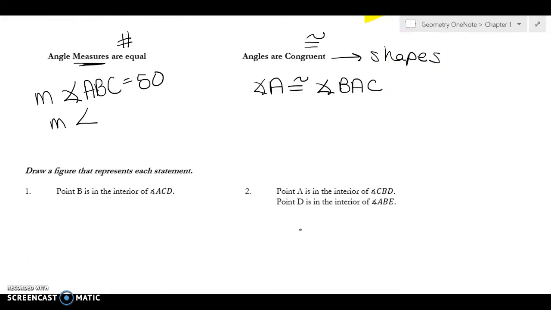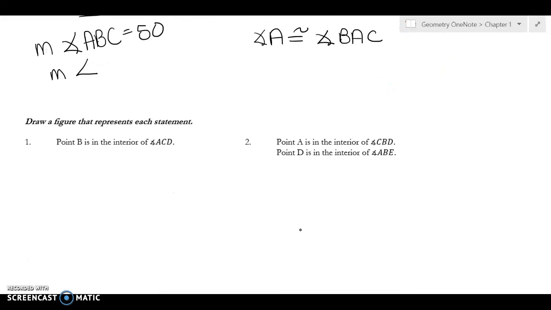All right, so let's look at some of the pictures. What I'd like you to do is try and draw number one and then press pause, and unpause it when you think you have it. All right, so hopefully you drew an angle. Remember the middle letter is the vertex and it must go in the center. So A, C, D, and it says B is somewhere in the interior. So I'm going to draw B, and then I can connect them.